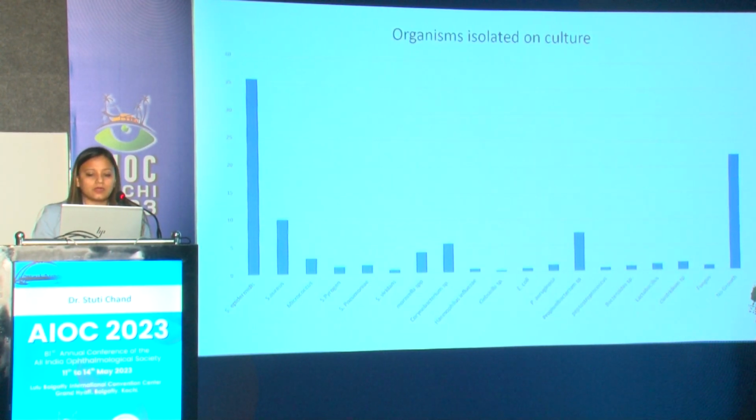The organisms that were isolated in culture were maximum with Staph epidermidis, which was about 35.01%, followed by Staph aureus and Propionibacterium species.